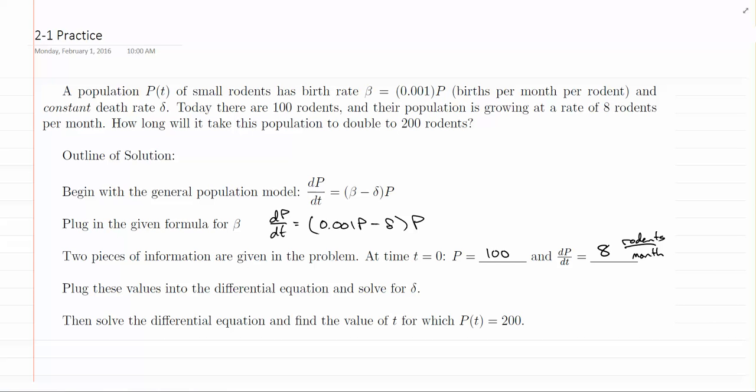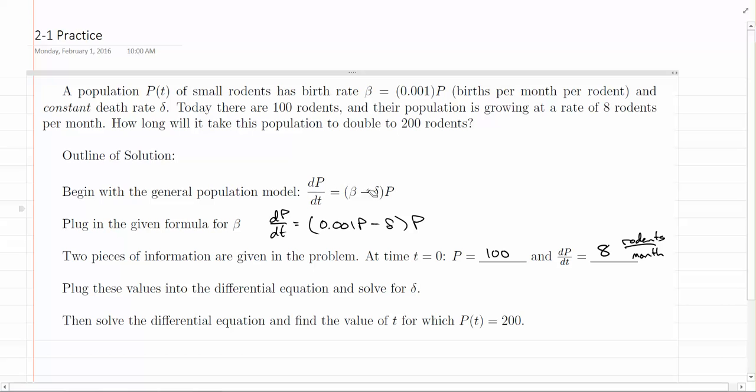Alright, we're going to try to attack this population problem of small rodents here. I outlined a solution for you. You can start off any population problem with this model here. This is the general population model. We were told in the problem that beta, the birth rate, was 0.001p. So I take that value of beta and plug it in there.